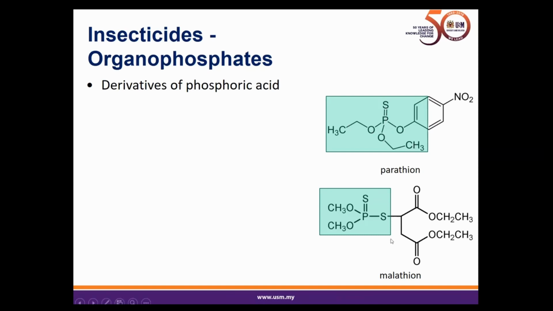Okay. So you can see the basic structure of phosphoric acid. In their derivatives, they have phosphorus in the middle and they are connected to either sulfur or oxygen, and also ethyl or methoxy groups.